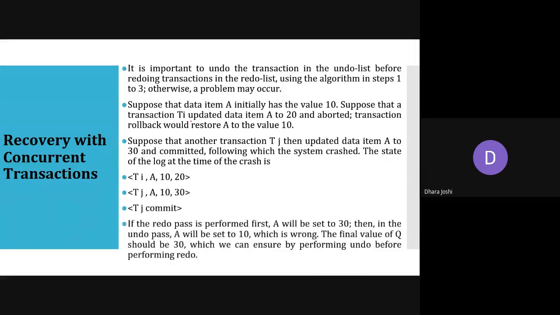Then we have seen this example. There are two different transactions, TI and TJ. Here TI is not committed, but TJ is committed. So the value should go from 10 to 30, and this should be reflected into the database properly.